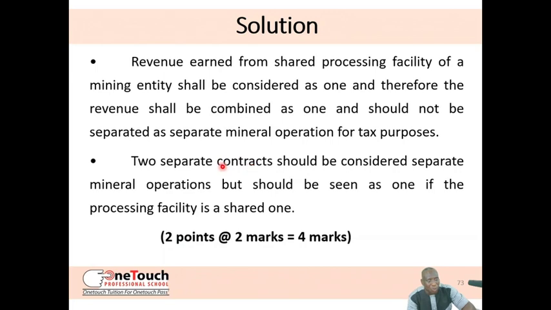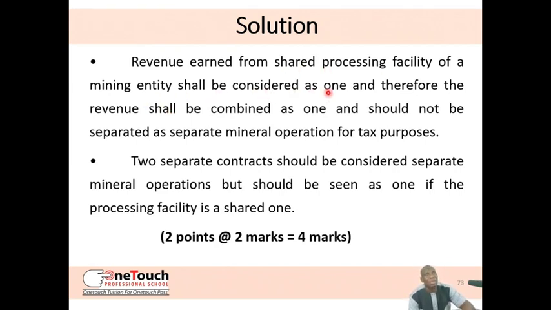Under normal circumstances, when you are discussing the concept of separate mineral operation, two separate contracts should have been considered as separate mineral operations, but should be seen as one if the processing facility is what? Is a shared one. So we tell the examiner that though there are two separate contracts which ideally should have been separate mineral operations, because they are sharing the same processing facility, the two separate contracts should be considered as what? One. And any revenue earned from sharing the processing facility of the mining entity shall be considered as what? One.